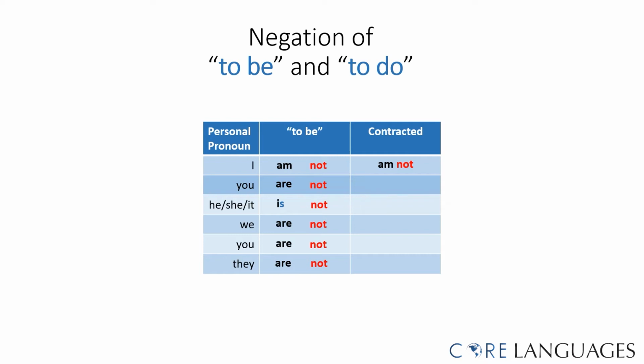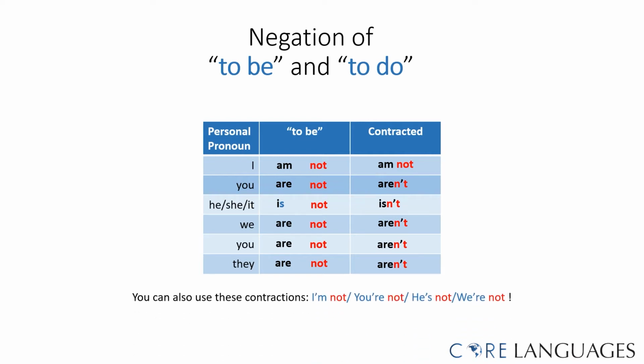With the exception of I am not, the verb to be and the word not can be contracted. You are not becomes you aren't. He, she, it is not becomes he, she, it isn't. We are not becomes we aren't. You are not becomes you aren't. And they are not becomes they aren't. Note that you can also use the following contractions. I'm not, you're not, he's not, and we're not.